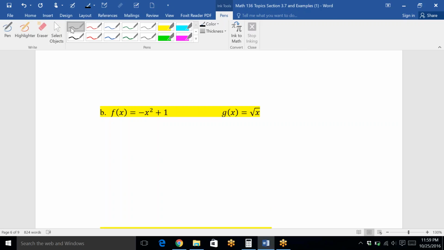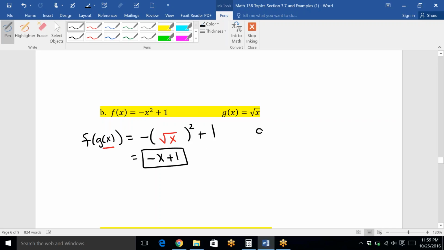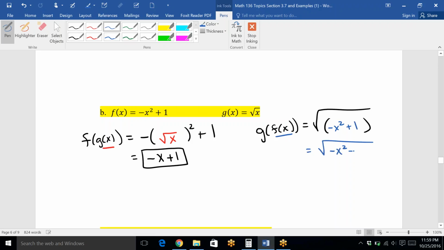So for B, first thing we want to do is f of g of x, which would be, f is the outer shell, and g of x is getting plugged in. We would work this out. So this would be, squared is just going to cancel out, so that would be negative x plus 1. Then we need to do g of f of x. This time g is the empty shell, and we're going to plug f of x inside, which is negative x squared plus 1. And there's not much I can do with this, so I'm just going to leave it as is for right now.